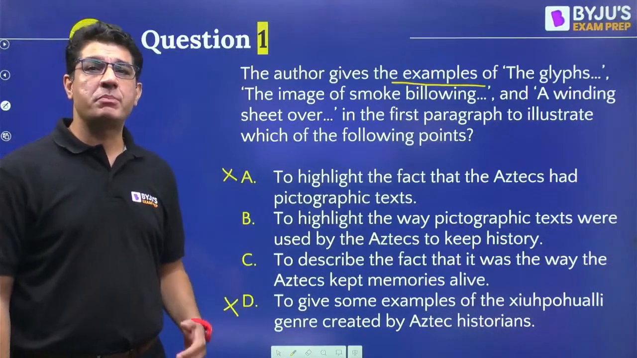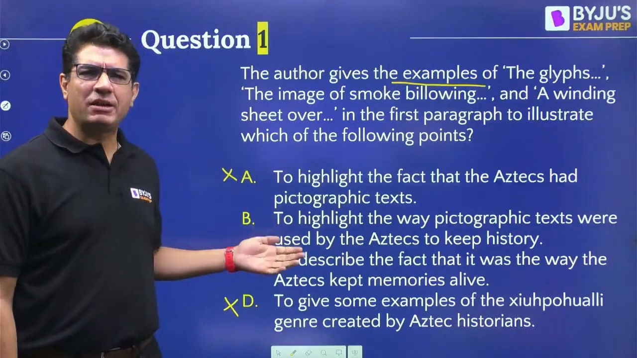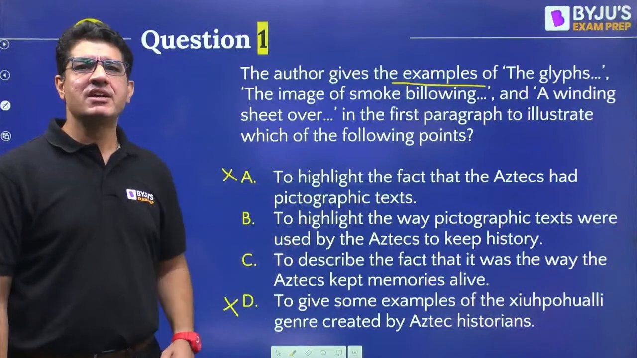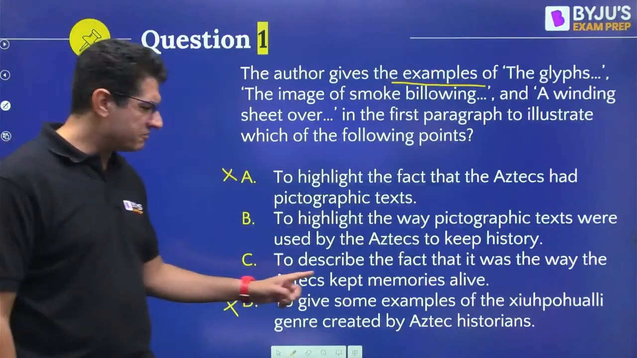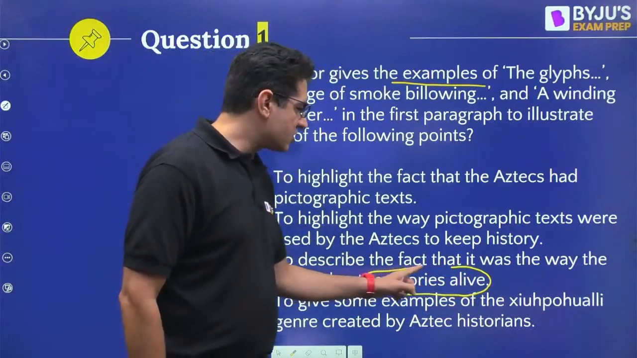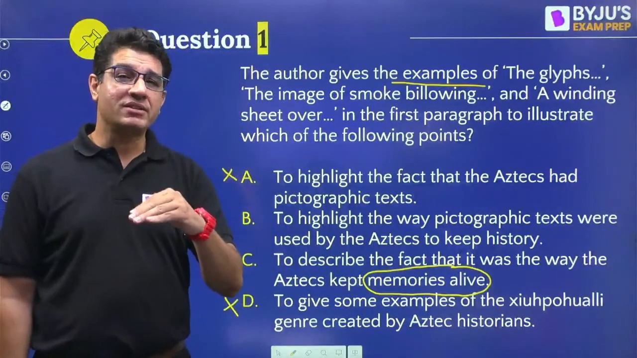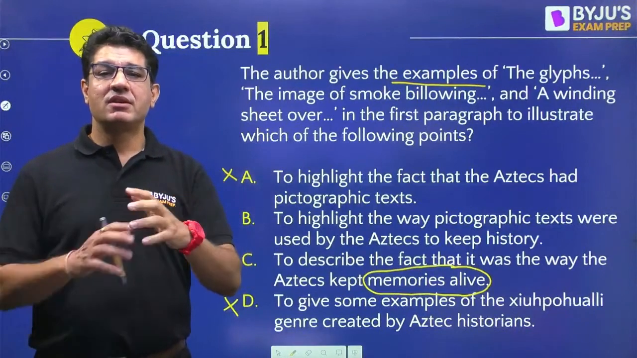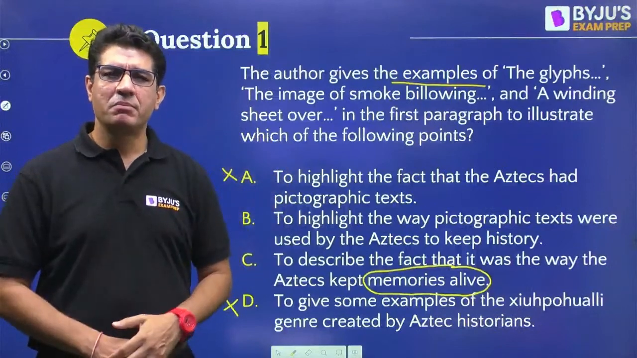B says to highlight the way pictographic texts were used by the Aztecs to keep history. Yes, they helped them keep history, although we can be more specific. How about C? To describe the fact that it was the way the Aztecs kept memories alive. Was it the way the Aztecs kept the memories alive? What was the core idea? These images can help them remember a significant moment of their history, of their past.